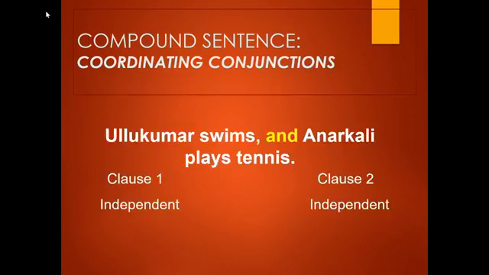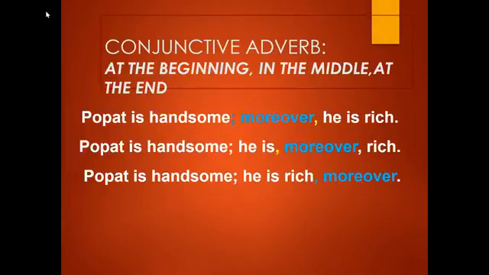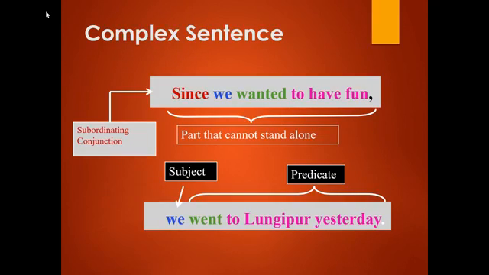But when we talk about complex sentences, it has two parts. One which is independent and another one that is not independent. For example, since we wanted to have fun, we went to Lungipur yesterday. So the second one, as you can see at the bottom of your screen, we went to Lungipur yesterday, is independent, whereas the first one is definitely not. It is dependent on the second part, right?